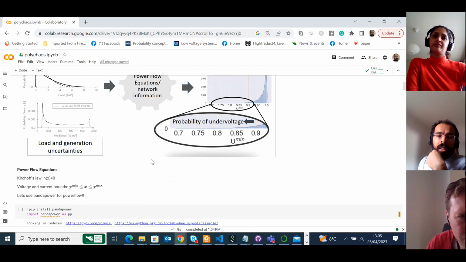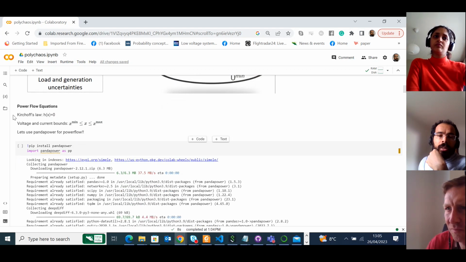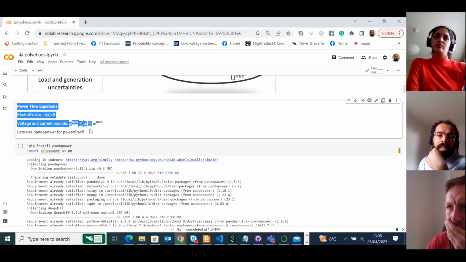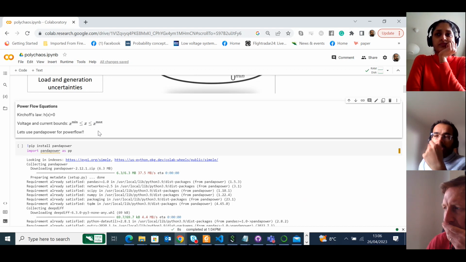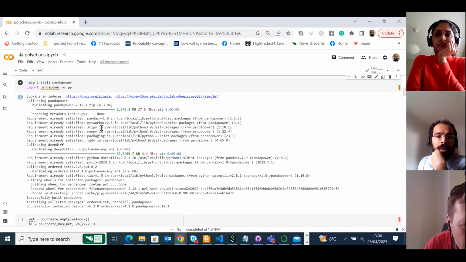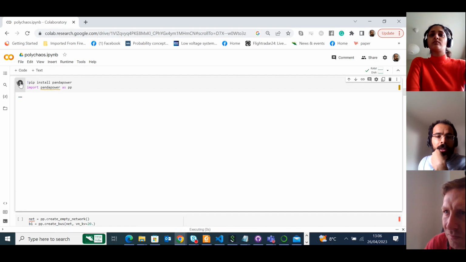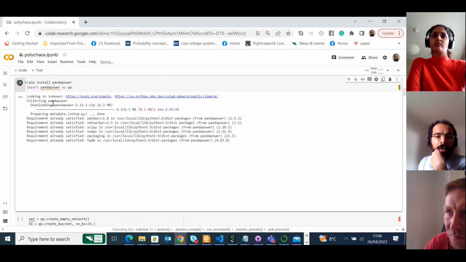Talking about the model equations, power flow equations are the main equations for our model, which contain Kirchhoff's laws and voltage and current bounds. Kirchhoff's laws are the current law and the voltage law, and the voltage and current bounds mean that at a particular node the voltage should be within the operational limit. In this application we are using pandapower, so let's install pandapower to do power flow.